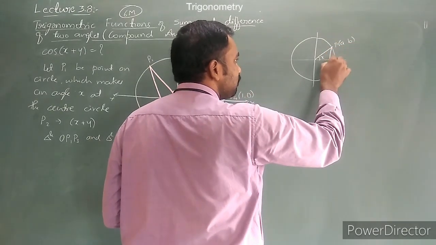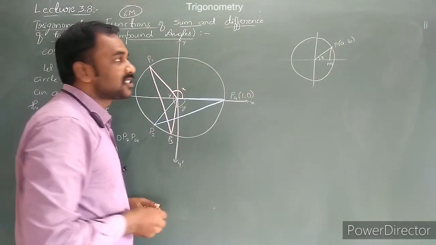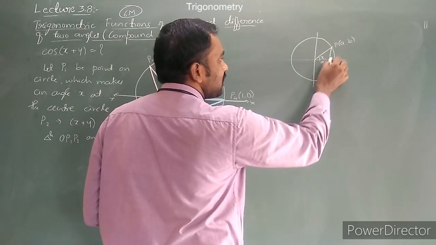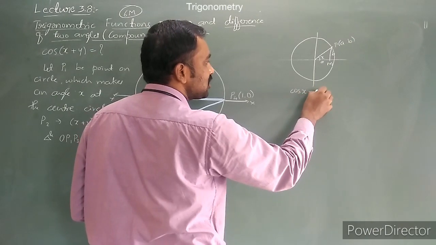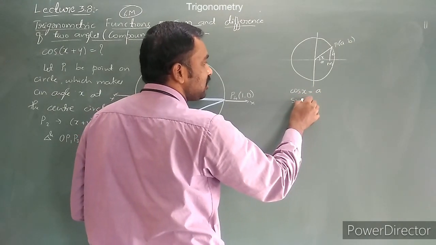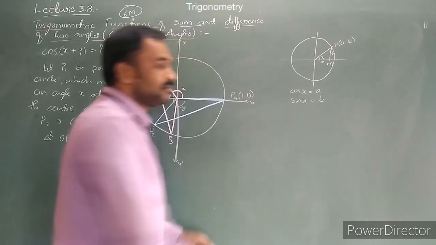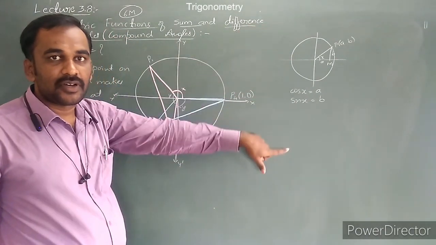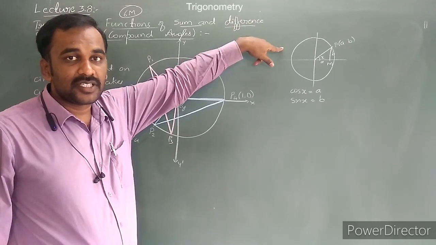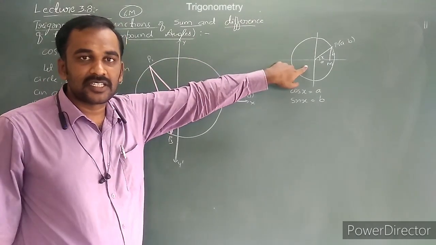Draw PM perpendicular to the x axis. Here this value is a, this value is b. From here we define cos of x is equal to a and sine of x is equal to b. Remember this thing, the six trigonometric ratios we have just taken. The first identity we have just derived, at that time we considered this one.